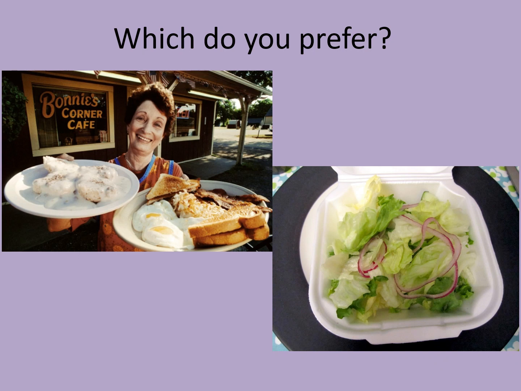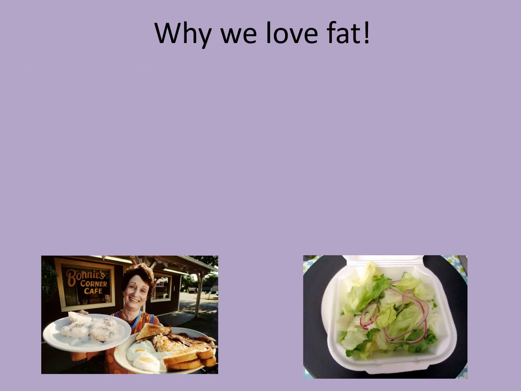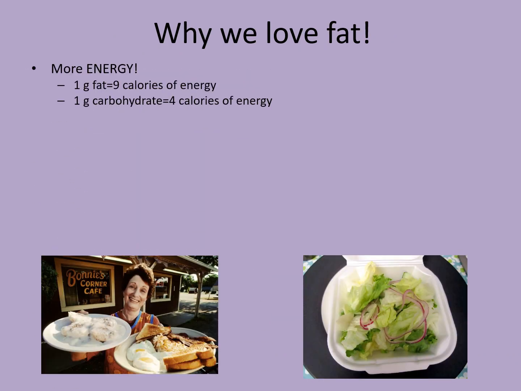What do you prefer? And why? Why do we love fat so much? It gives you more energy, bottom line. 1 gram of fat is about 9 calories of energy, and 1 gram of carbs is about 4 calories of energy. I think it was during Shark Week, I can't remember exactly, but I believe 1 pound of whale blubber, if a shark ate that, was about 4,000 calories of energy. So they didn't need to eat very much of it.